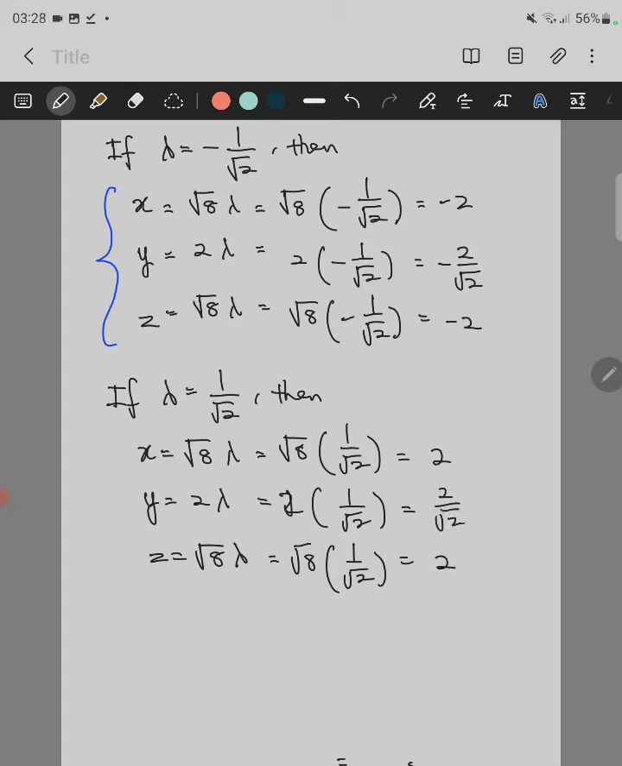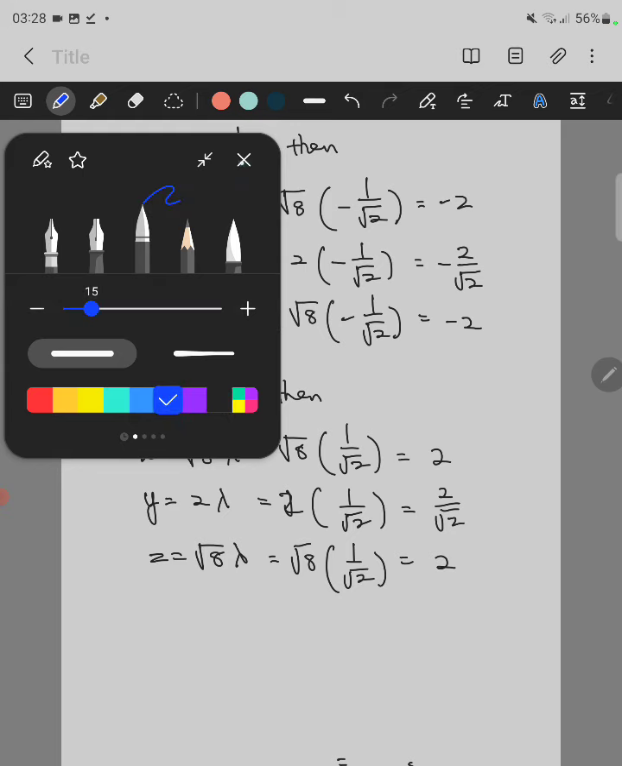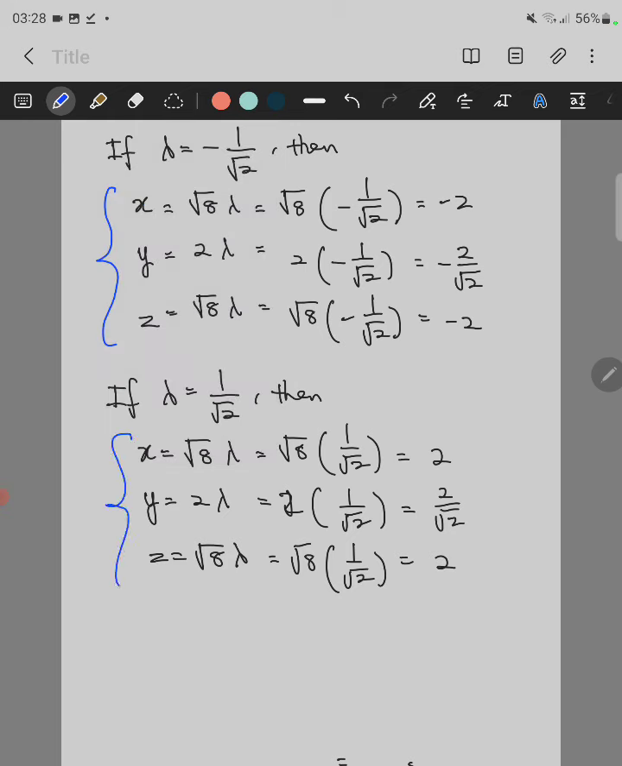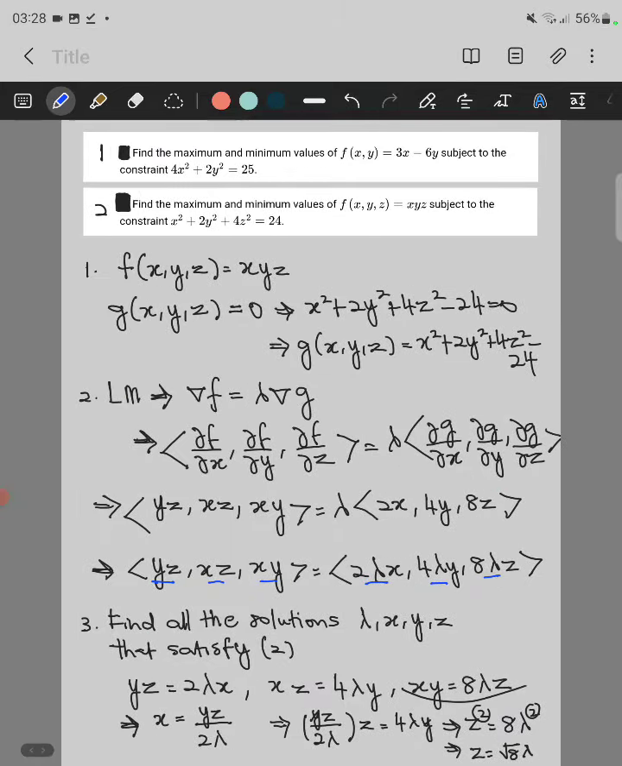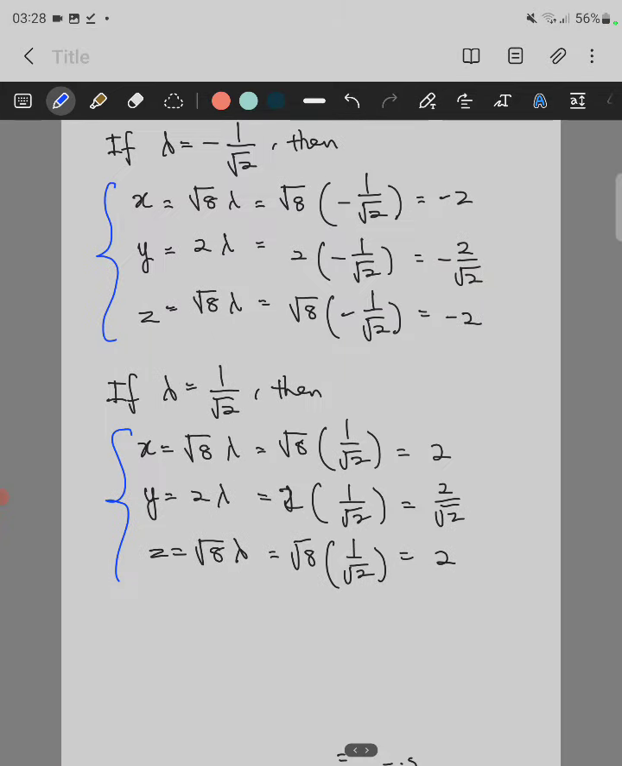So if our lambda equals 1 over square root of 2, then we have this solution: our x equals 2, our y equals 2 over square root of 2, and our z equals 2. So this is step number 3.